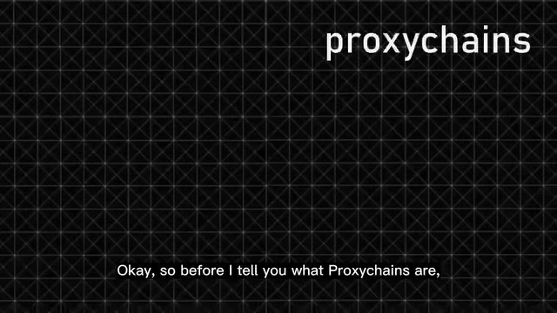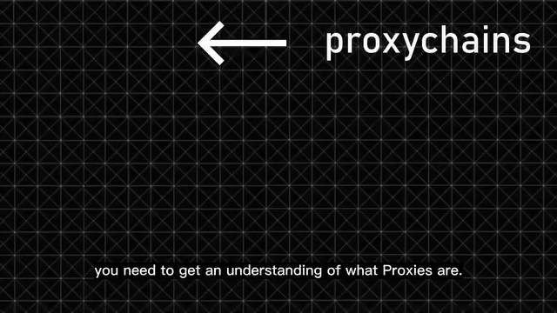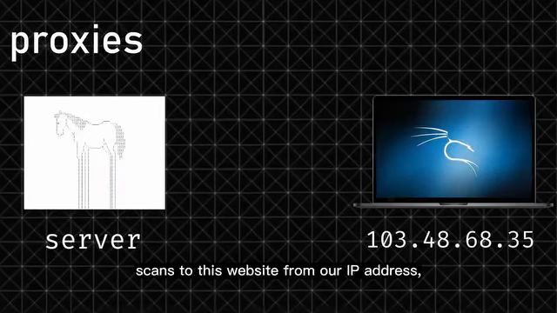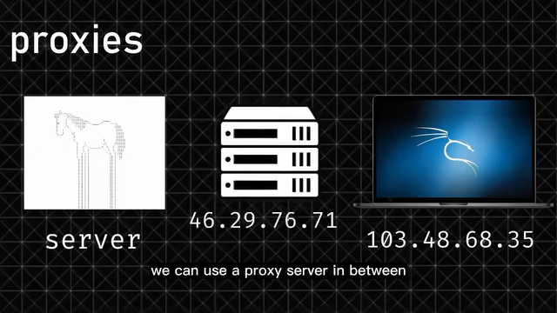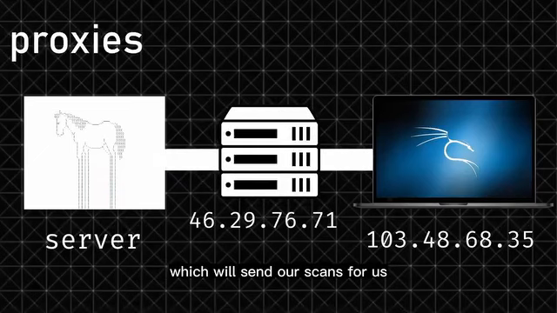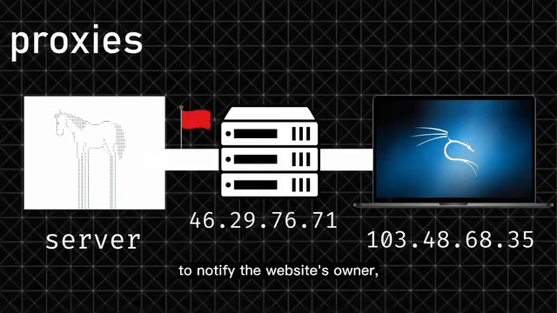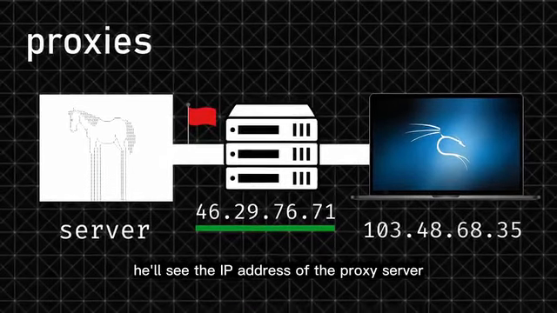Okay, so before I tell you what proxy chains are, you need to get an understanding of what proxies are. With proxies, instead of sending all of our scans to this website from our IP address, we can use a proxy server in between, which will send our scans for us. And so now if the website's server does flag our scans to notify the website's owner, he'll see the IP address of the proxy server, and not ours.